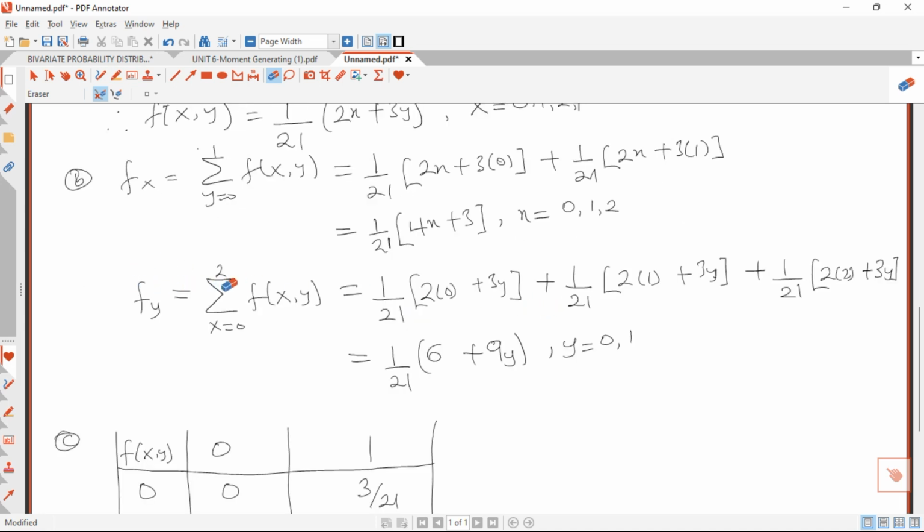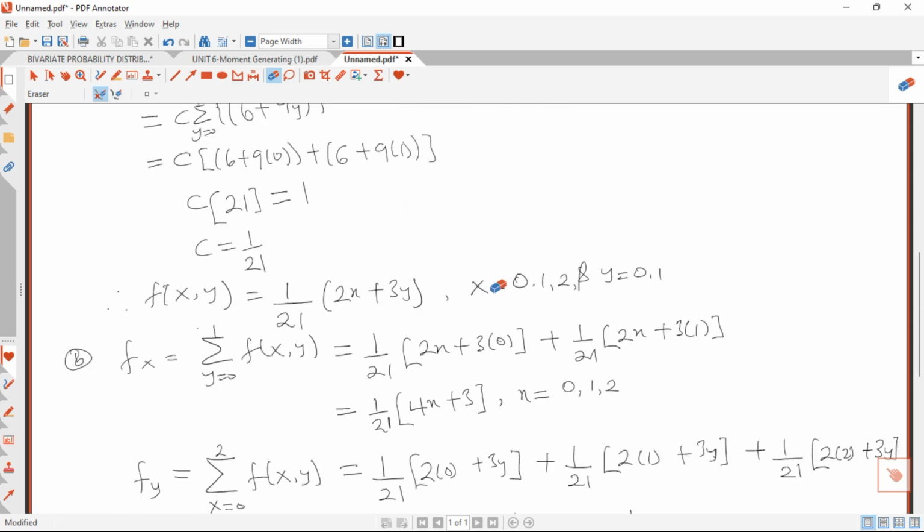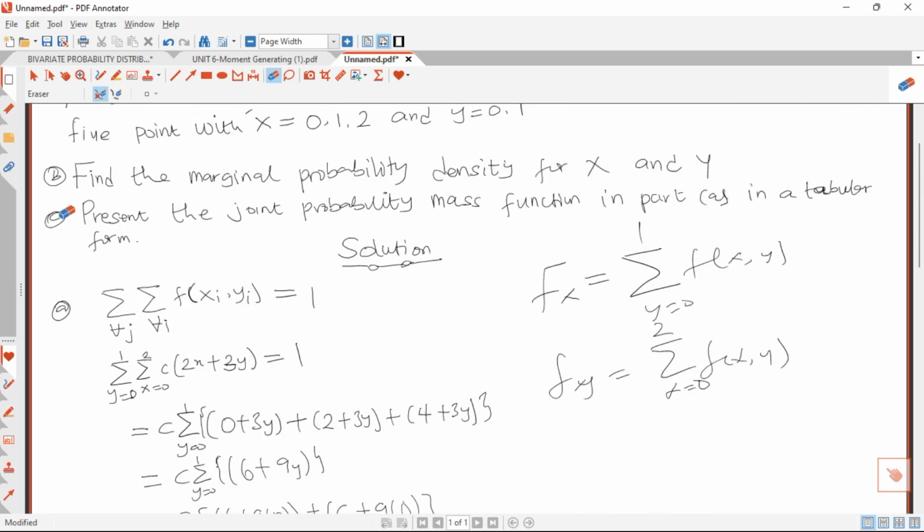So for the marginal of y, we are also going to sum on x, where we consider x equal to 0, x equal to 1, and x equal to 2. When x is equal to 0, this is what we are going to have. When x is equal to 1, this is what we are going to have. And when x is equal to 2, this is what we are going to have. Once we add everything together, we are going to get 1/21 (6 plus 9y), where our y is equal to 0 and then 1, right? Yes. So that is how we can calculate our marginal of X, and then our marginal for Y.